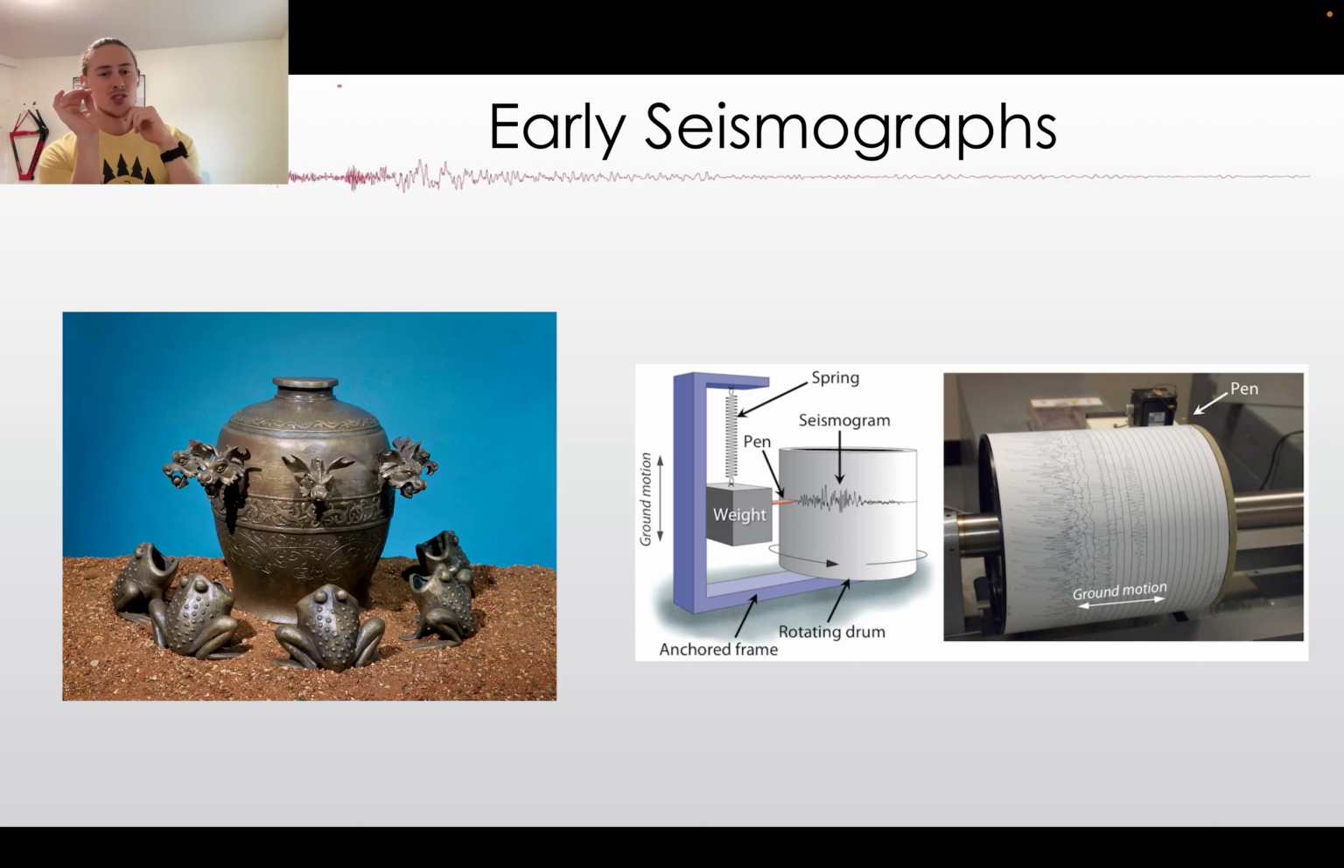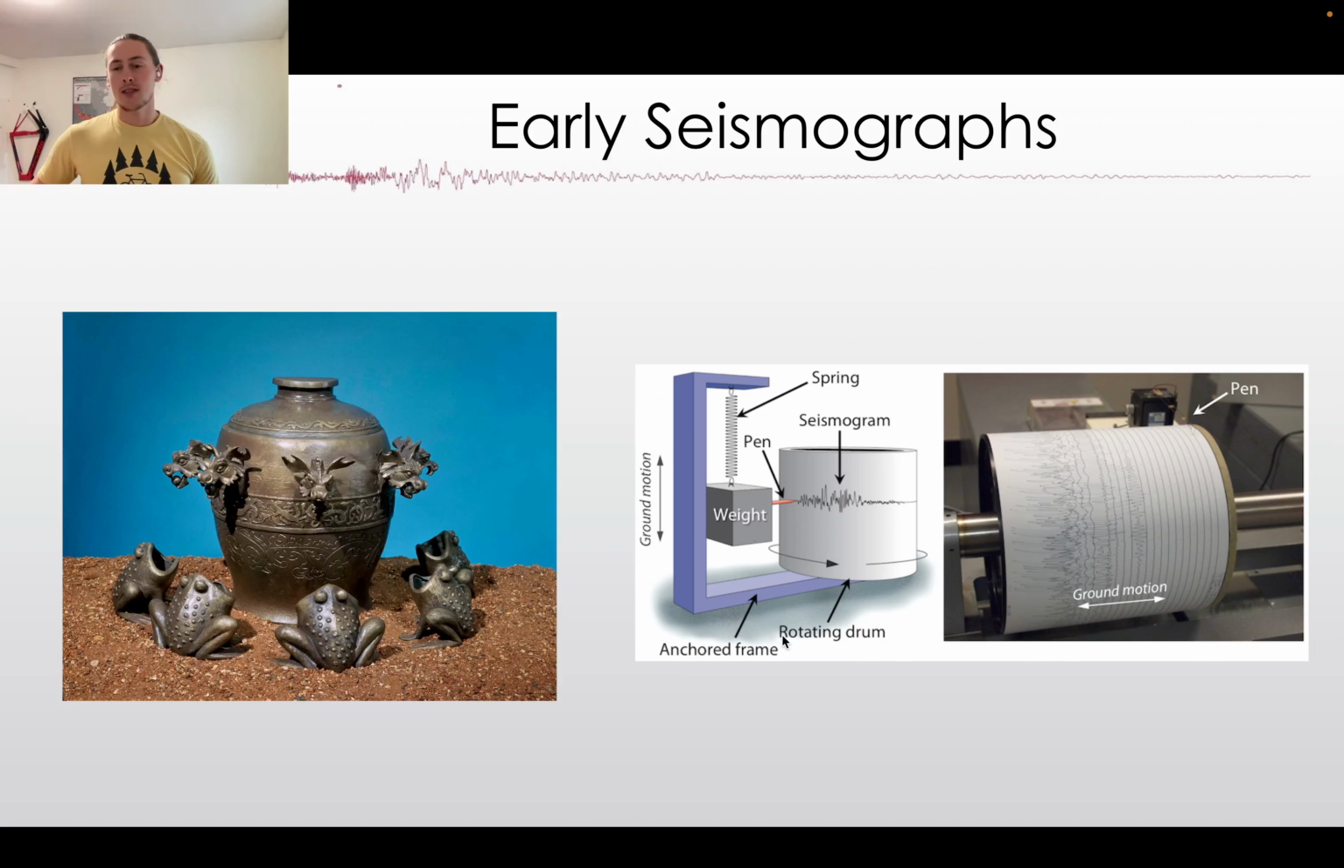Usually it shakes in a certain direction. And if the ball fell out of the mouth, you could tell, oh, now I know which direction it's coming from. And you could send people to that city and figure it out. So they were thinking about earthquakes and trying to understand where they're coming from, and what they were doing a long time ago.